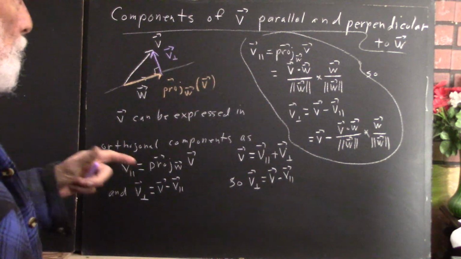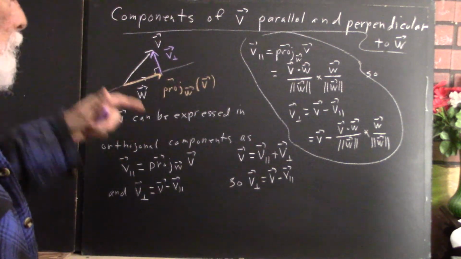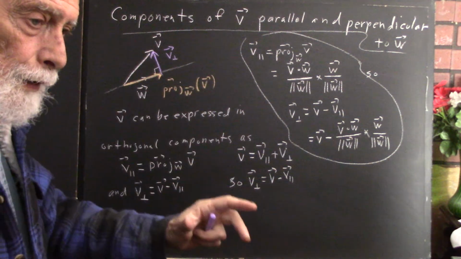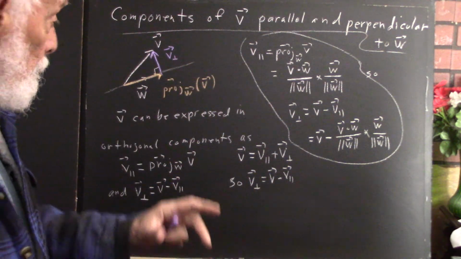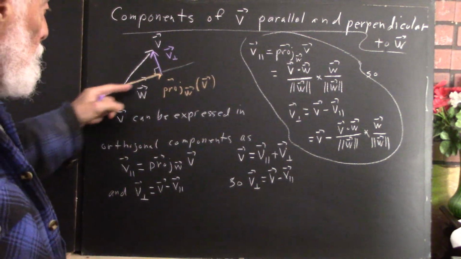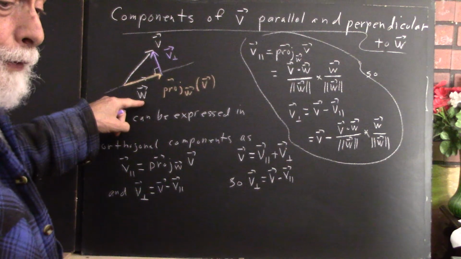And now we have a way of getting components of V, vectors that add up to V, not only components but perpendicular components that add up to V, with one component in the direction we choose, the direction of W.